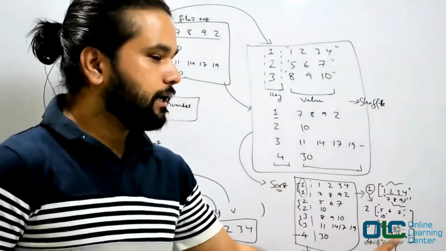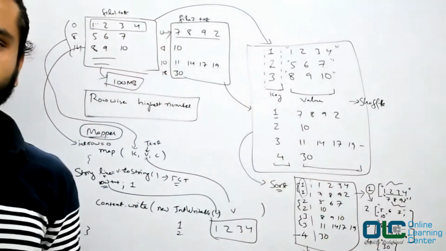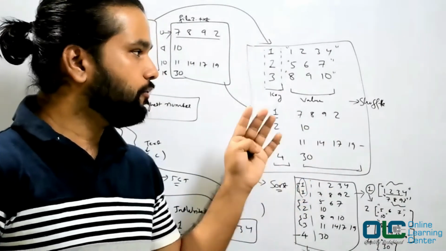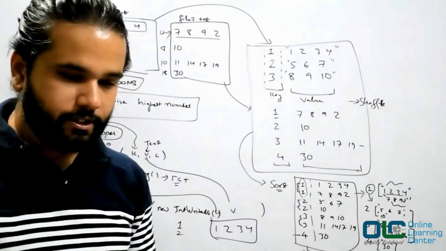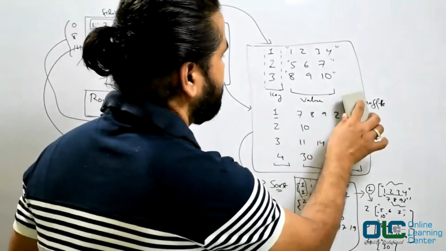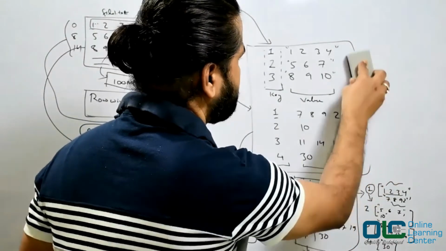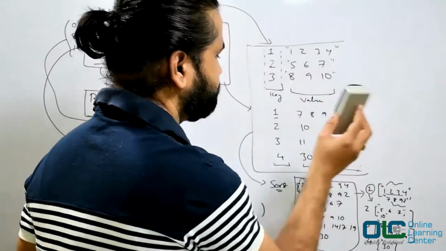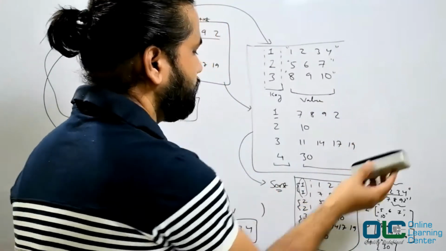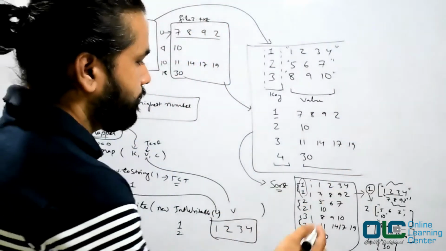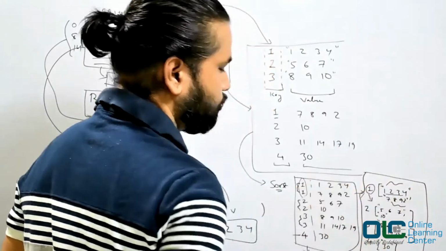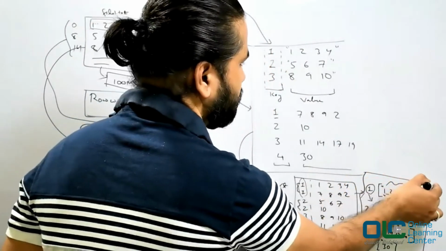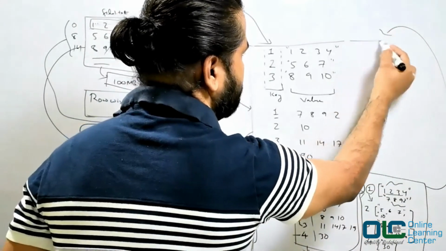Now this data will come to your reducer. Now we'll have to write our reducer code to solve this problem. So let me erase a little bit here so that we can create some space for our reducer job. So we have the grouped data here. This is our group data. Now this will go to your reducer.